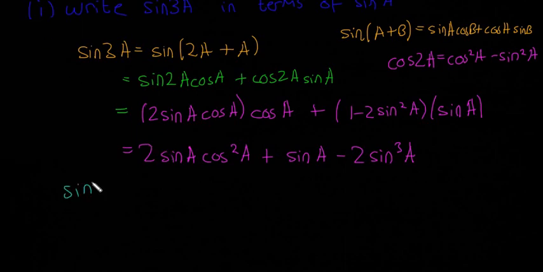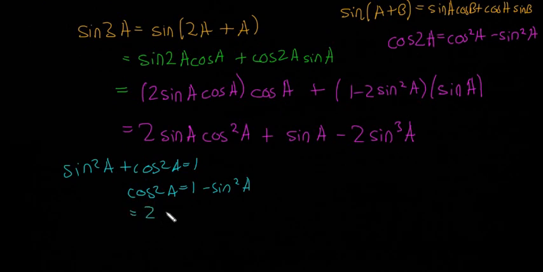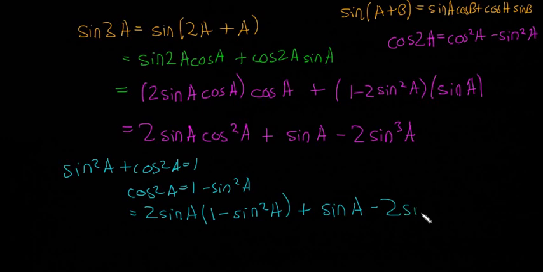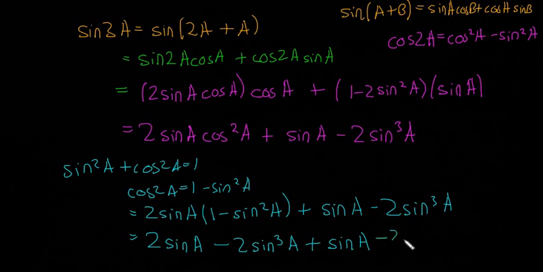So if we remember, sine squared a plus cos squared a is equal to 1, and that means cos squared a is equal to 1 minus sine squared a. So this is lovely, we can sub this in here. I'm going to continue this in blue. We're going to have 2 sine a multiplied by, instead of cos squared a, 1 minus sine squared a. That's going to be plus sine a minus 2 sine cubed a. Okay, so multiply 2 sine a by each thing here. We're going to get 2 sine a, and it's going to be minus 2 sine cubed a, and then again plus sine a and minus 2 sine cubed a.